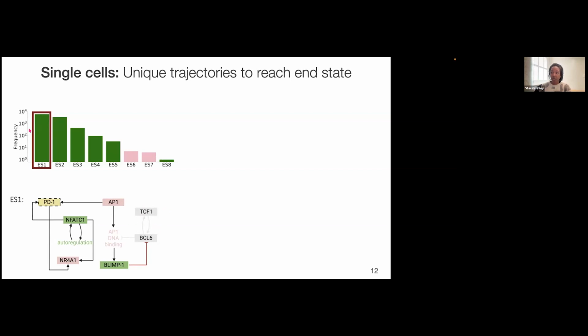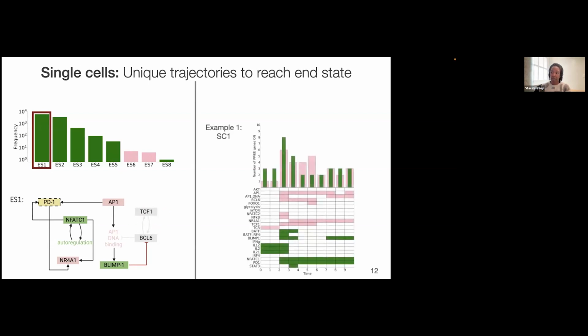So what I want to do next is look at this roughly 7,000 cells that fall into end state 1 and take just a single cell example and ask, what is its trajectory over time in terms of the gene expression that's happening? This is just one example of a single cell within end state 1. And what I'm showing you now is, for this example representative cell, which of the genes are turned on as a function of time. I've again color coded the genes. If it's a green box here, it means that that gene is influencing the cell to go towards the exhausted state.